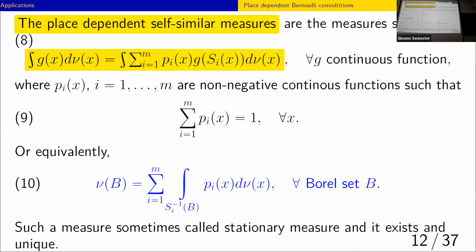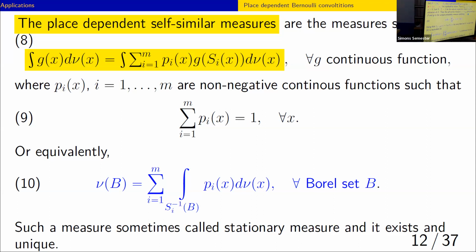Okay, and we continue. So this was a self-similar measure. This is the way most people define it, but you can rewrite it equivalently in this way. You see that the integral of G against the measure is the sum, and here are the probabilities and so on. But if you want a place dependent self-similar measure, then instead of this P, which is a probability, you write the function P_i, where P_i is non-negative or maybe positive. The point is that at every x, they sum up to one. That's why they are probabilities, place dependent probabilities.